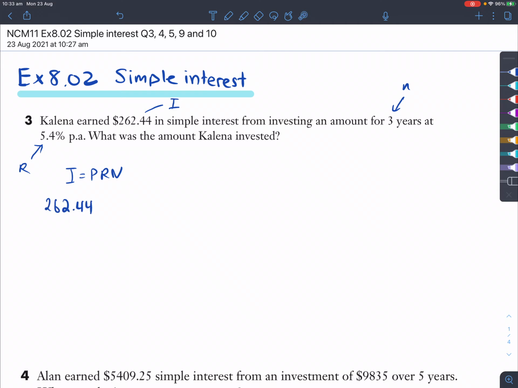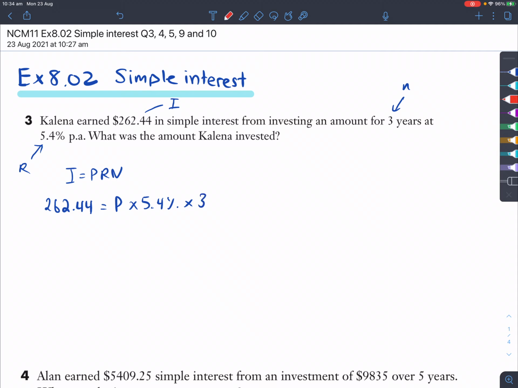I'm just going to substitute that in. That's equal to P, which in this case we're actually finding. Okay, that's the amount that Kalina put in the bank and has invested so that she gained this much extra money. So P is unknown. 5.4% is the rate, and n is for 3 years.